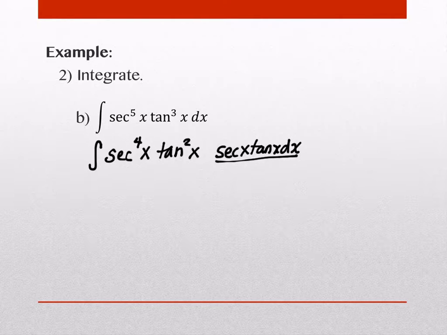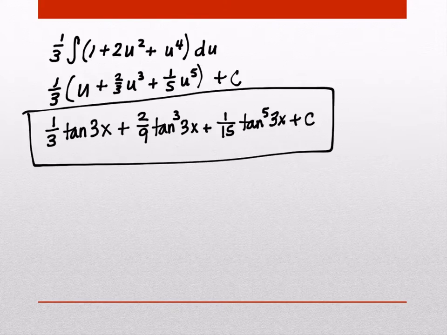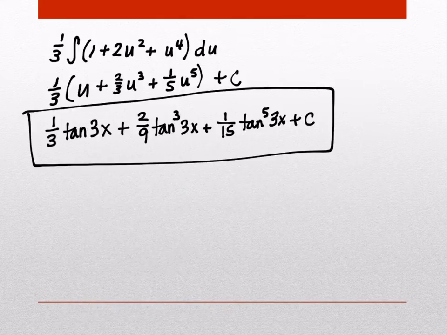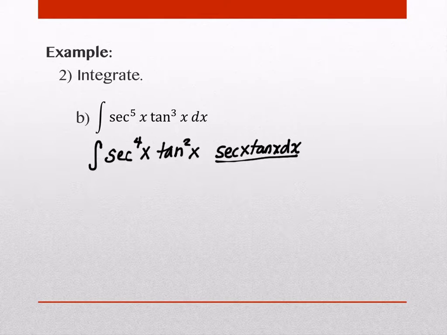Okay, is everybody good with that? Pulled a secant out, pulled a tangent out. And the guideline says I'm supposed to change everything into what? Secants. So I need to make sure I don't change things that don't need to be changed. Like the secant to the power 4 is good. Leave it alone. Right? Don't mess with it. It's the tangent squared I want to change. So what will I change it to?